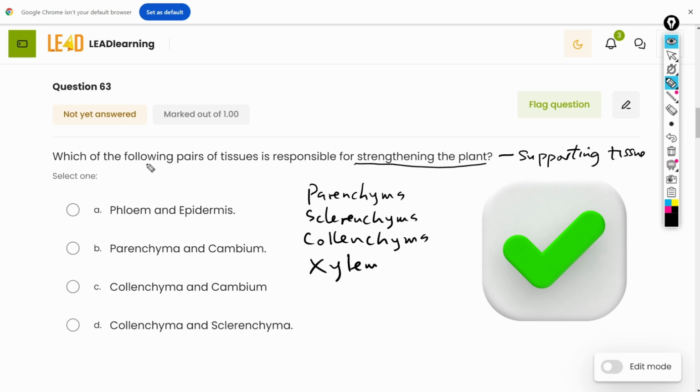These are the 4 supporting tissues in plants. So let's look at our options. It's asking which of the following pairs of tissues are responsible for strengthening the plant. So we have to look for an option that carries at least 2 of these 4 supporting tissues in plants. Phloem is not a supporting tissue. Epidermis, no. Parenchyma is a supporting tissue, but the cambium is not. Collenchyma is a supporting tissue, but the cambium is not. Collenchyma is a supporting tissue. Sclerenchyma is a supporting tissue. So based on the available information, our correct answer is option D.